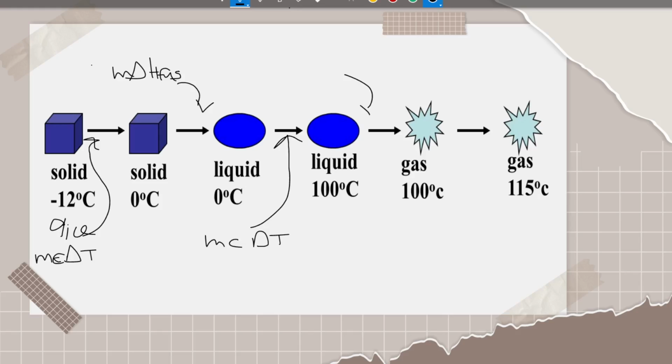Then when you go from a liquid to a gas, you're going to have m times delta H vap. And finally, this last one is just going to be m c delta T, and your C is going to be for your gas molecule, whatever it is.